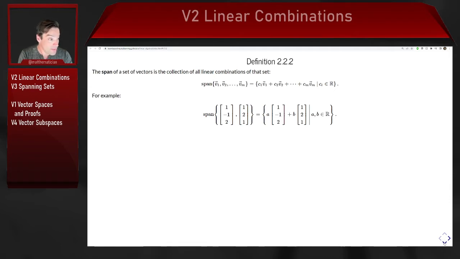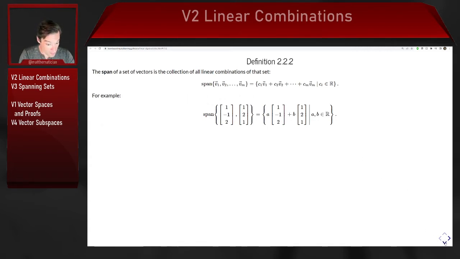So, for example, if you give me these two vectors over here, 1, -1, 2, and 1, 2, 1, and ask what is the span of that set, it's the set of all vectors that we can create by multiplying one of those vectors by a constant and the other vector by a constant and then adding the results together for all choices that are possible for those constants.